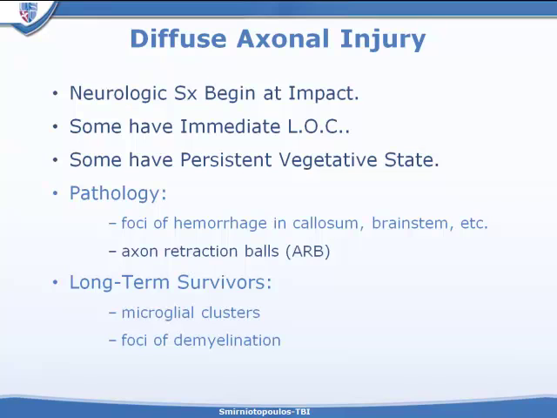if they are simplifications. These patients, again, typically have neurologic symptoms and signs that begin at the moment of the impact. Some of them will have an immediate loss of consciousness. Some of them will have a persistent vegetative state.